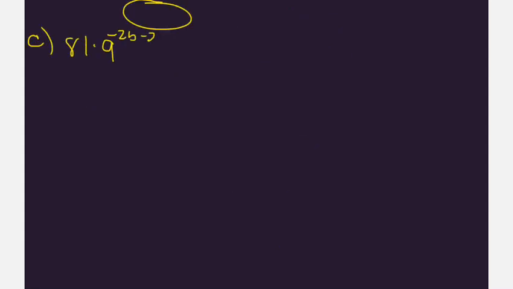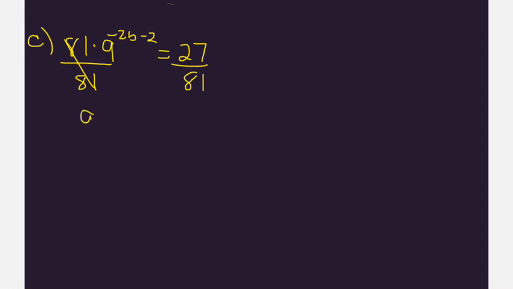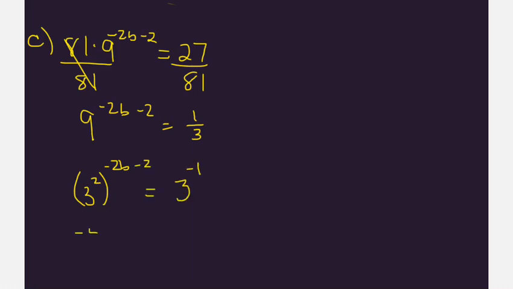So this is what it's going to look like. We divided by 81. We're going to have 9 to the negative 2b minus 2 equals, what's 27 over 81? It's 1/3. So let's write that as 1/3. And so the question is, I can't write 1/3 as a power of 9. But I can write 9 as a power of 3. Can you write 1/3 as a power of 3? How? Perfect, -1. Good.